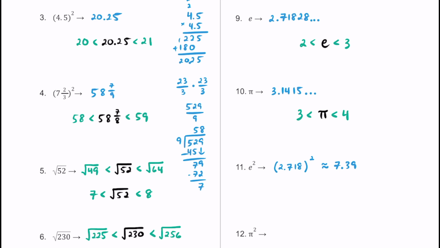7.39. So this is going to lie between 7 and 8, right? So those are the two integers. So 7 would be less than whatever this e squared is going to be, and that's going to be less than 8. So e squared falls between 7 and 8.